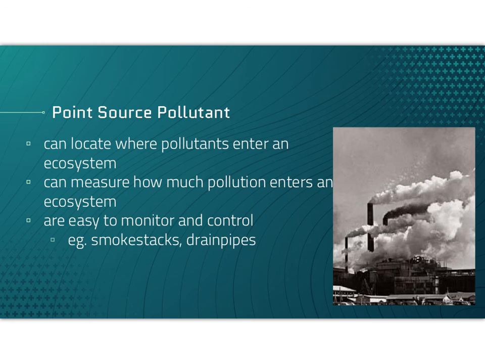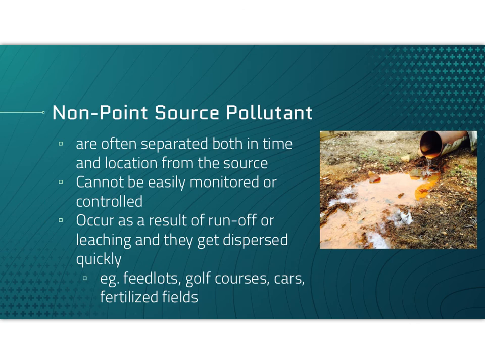Looking at pollutants entering a system, a point source pollutant is one where we can actually locate. We can measure how much pollution enters an ecosystem from that source. Okay, so they are easy to monitor and control, like smokestacks, drain pipes. We can actually physically measure things. A non-point source pollutant is often separated both in time and location from the source. They cannot be easily monitored or controlled, and they occur as a result of runoff or leaching, and they quickly get dispersed. These could be things like feedlots, the runoff from a feedlot you can't actually measure, golf courses, the emissions from cars, or fertilized fields.